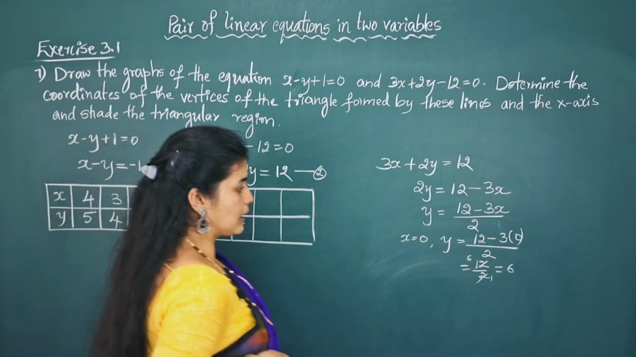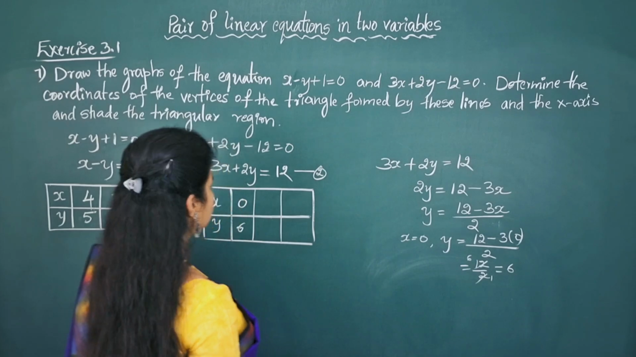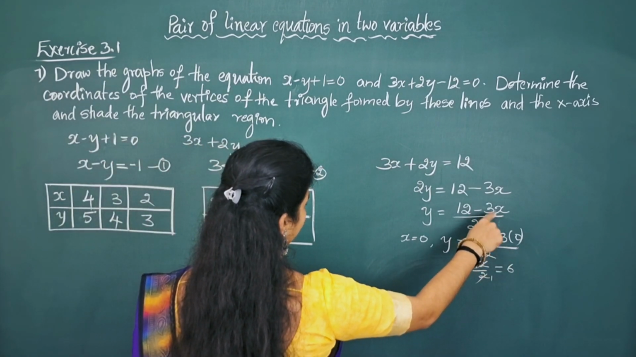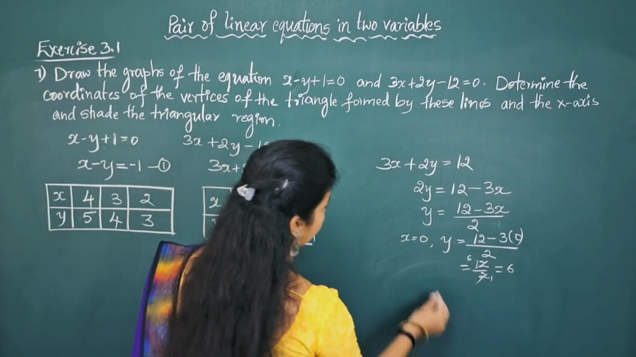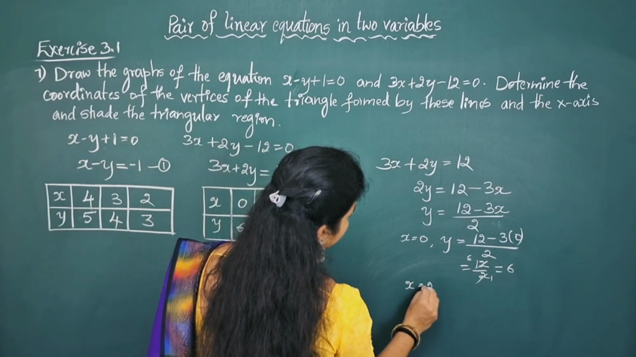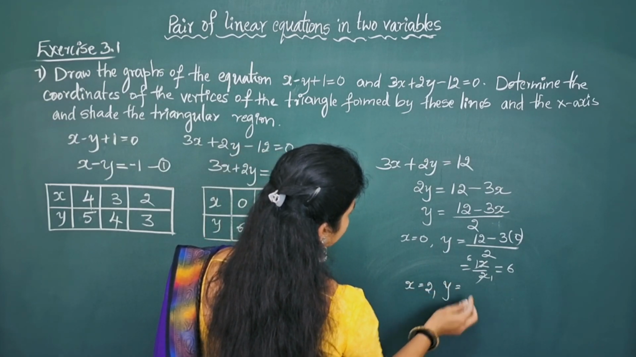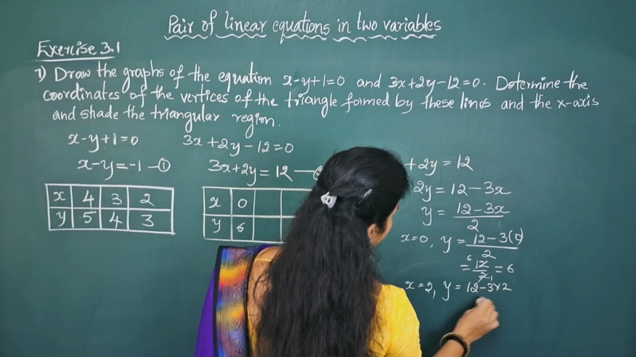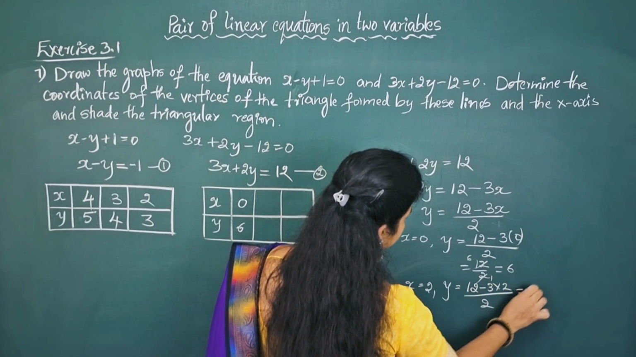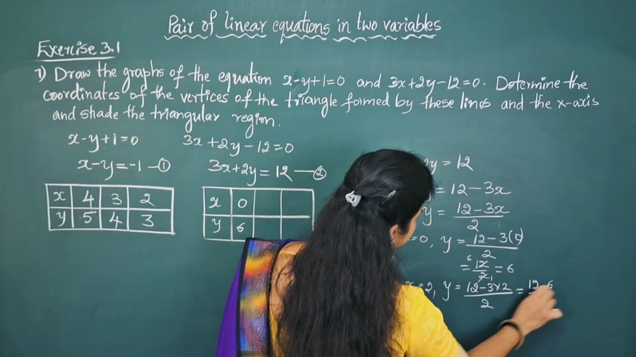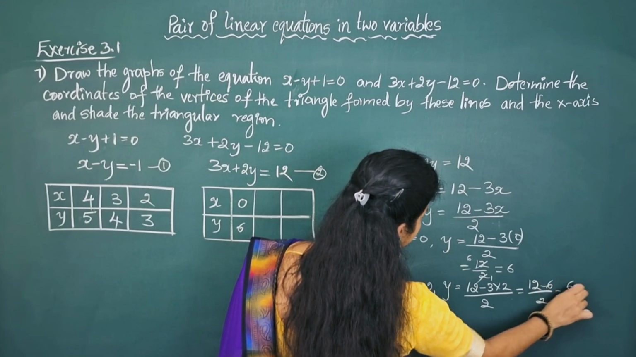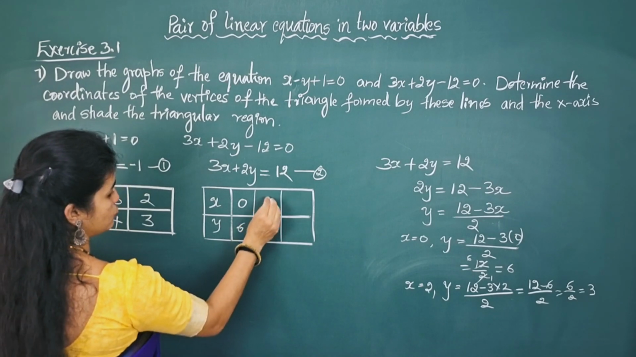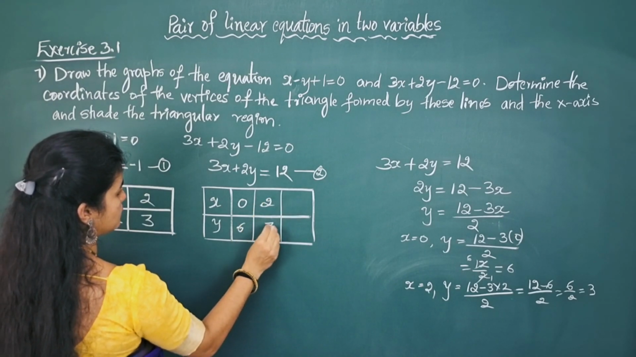Now let us take values that divide completely. If we take x is equal to 1, 12 minus 3 is 9, 9 by 2. Okay, let us take x is equal to 2. When x is equal to 2, y is equal to 12 minus 3 into 2 divided by 2. This is equal to 12 minus 6 by 2, and 6 by 2 is equal to 3. When x is 2, y is 3.